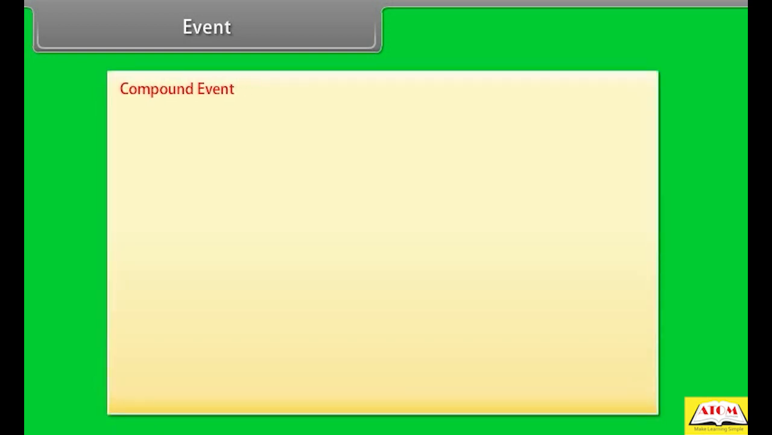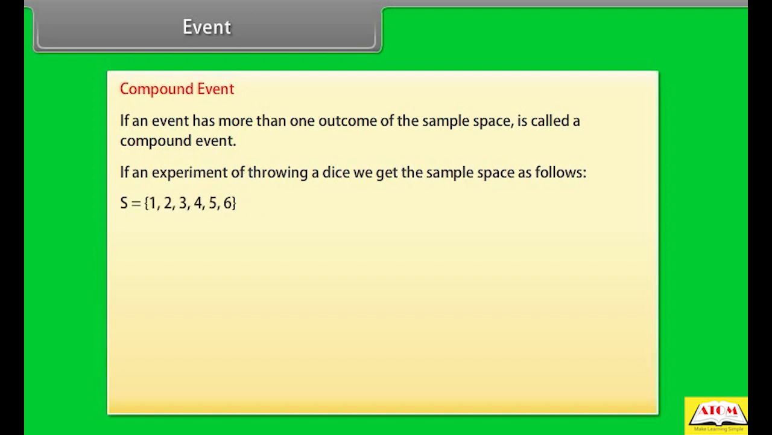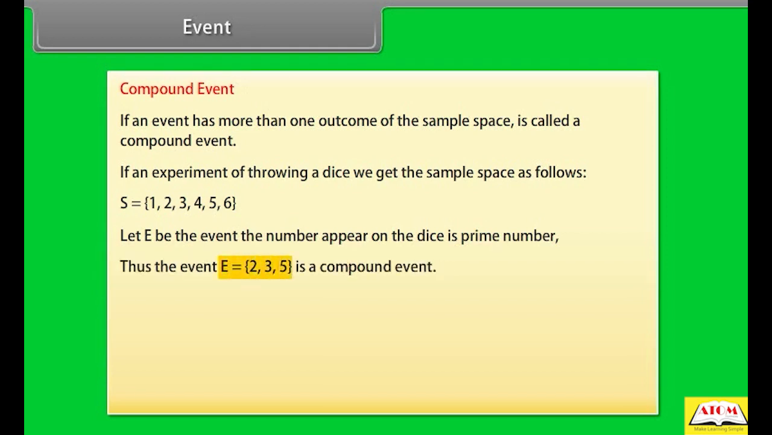Compound event. If an event has more than one outcome of the sample space, it is called a compound event. To understand it, let's take an example. In an experiment of throwing a dice, we get the sample space as follows. S is equal to 1, 2, 3, 4, 5, 6. Let E be the event the number that appears on the dice is prime number. Thus the event E is equal to 2, 3, 5. It is a compound event.